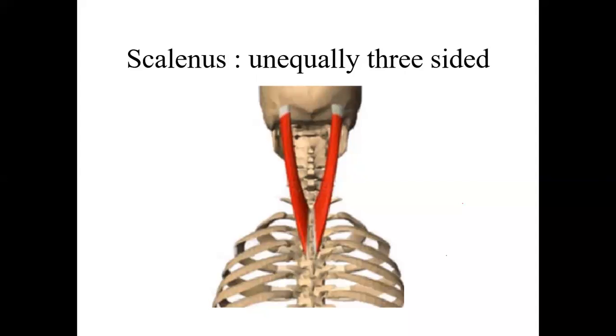Scalenus. Again, if you've ever taken any kind of general math class, you know that a scalene triangle is a triangle where all three sides are different lengths. So a scalene triangle means unequally three-sided. None of the sides are the same length. And so that's what this is, a scalenus, unequally three-sided triangle.